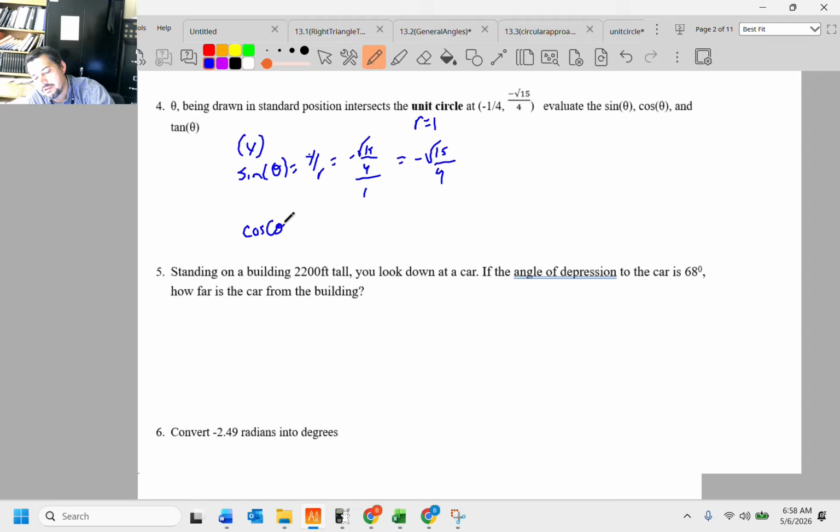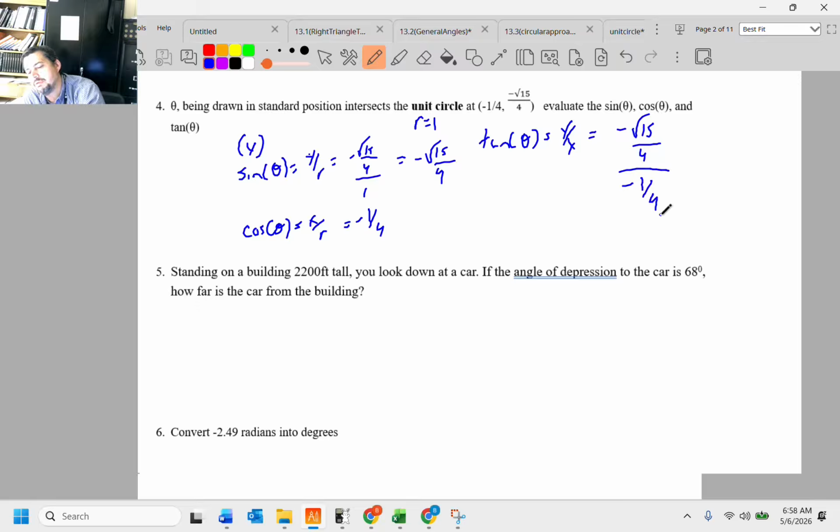Cosine on a unit circle, or any circle, is x over r, which is just negative 1/4, because you're dividing by 1. And then, of course, tangent on a circle is going to be y over x. And this will be the tough one, I guess. We have a negative root 15 over 4 sitting pretty over a negative 1 over 4. The 4's cancel, the negatives cancel, and we're left with root 15.